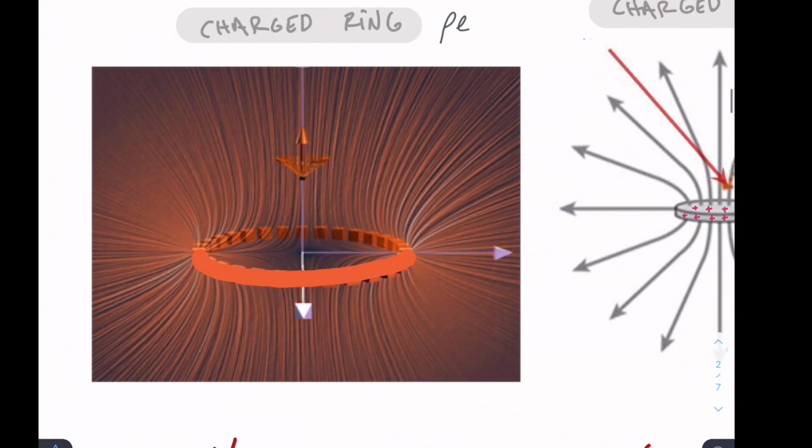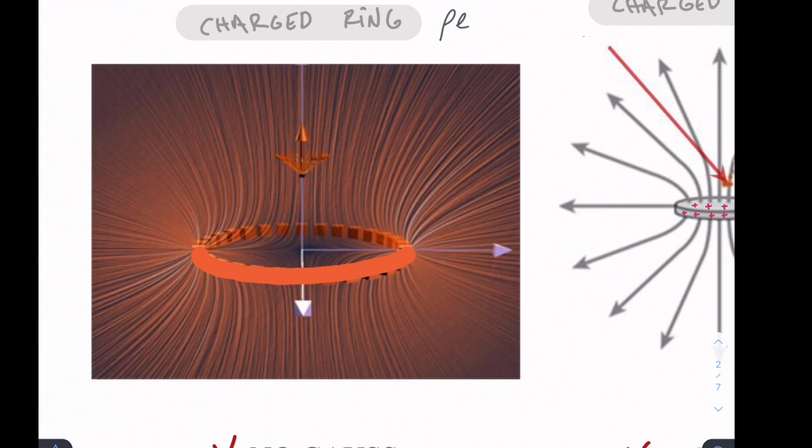Okay, last one is a charged ring. If we think about just a circle of positive charges, we can imagine those field lines resisting each other, and that's causing that up and down resistance, these field lines that we're seeing here.